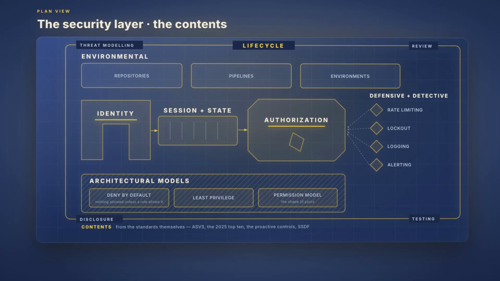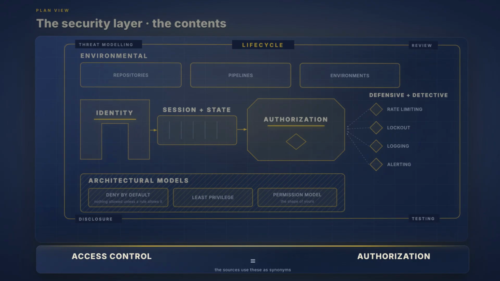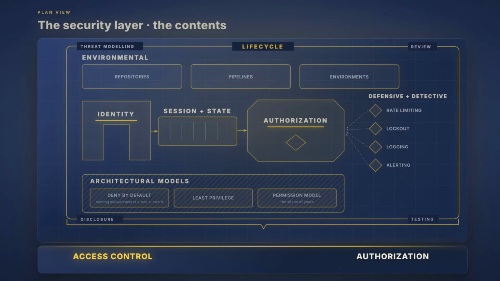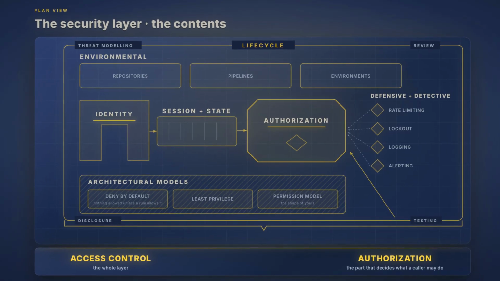The contents come from the standards themselves. The grouping into 7 is a reading of them, and I'll own that rather than pretend it's handed down. One definition, once, because our own sources genuinely don't agree. The standards use access control and authorization as synonyms in some places. One of them says outright that it uses the terms interchangeably. So, for this episode, access control is the whole layer. Authorization is the specific part that decides what a caller may do.